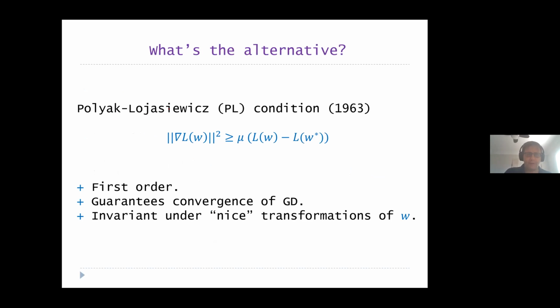Okay, so now the Polyak-Lojasiewicz condition is simply the following. We say that L satisfies PL if the squared norm of the gradient of L is bigger than mu, some positive number, times L of W minus L of W star, where W star is the minimizer of L.